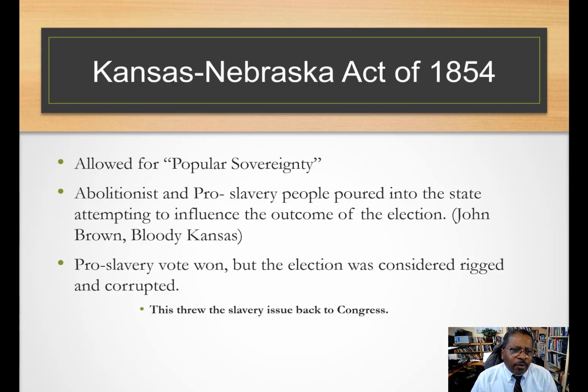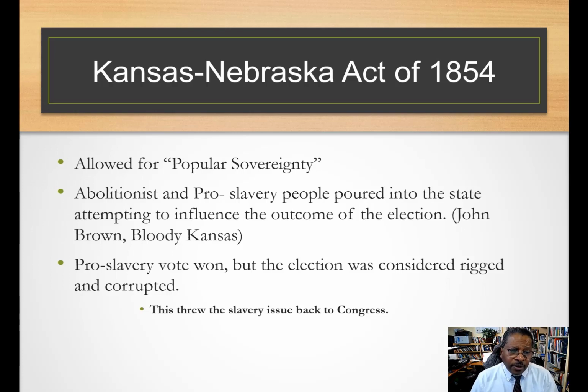And when the debate over Kansas and Nebraska came up, people in the North said, foul, this is automatically supposed to be free territory. We agreed on that way back in 1820, and now the South is trying to reintroduce slavery into the territories under this provision of what I call popular sovereignty.